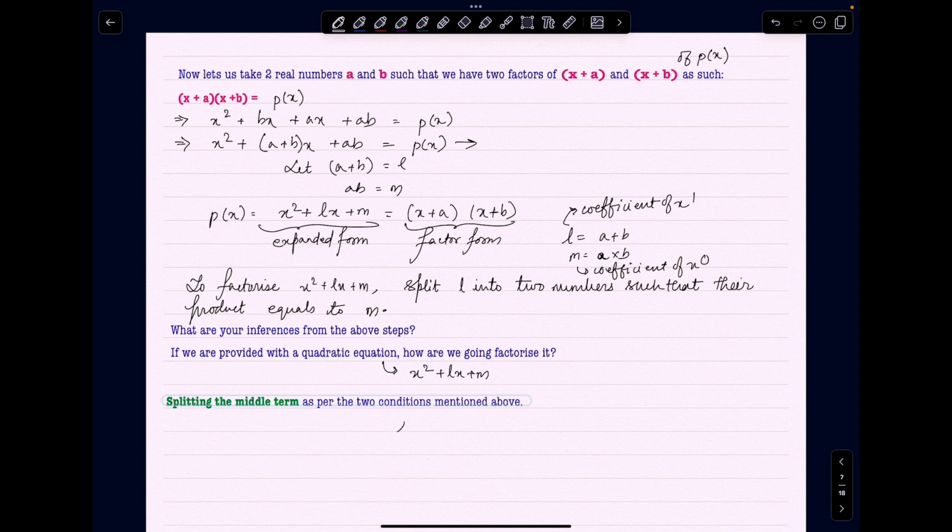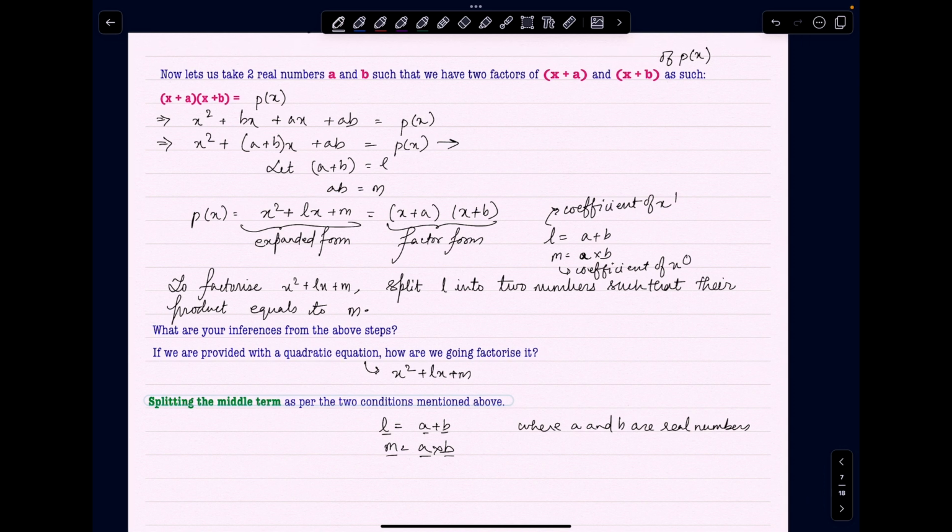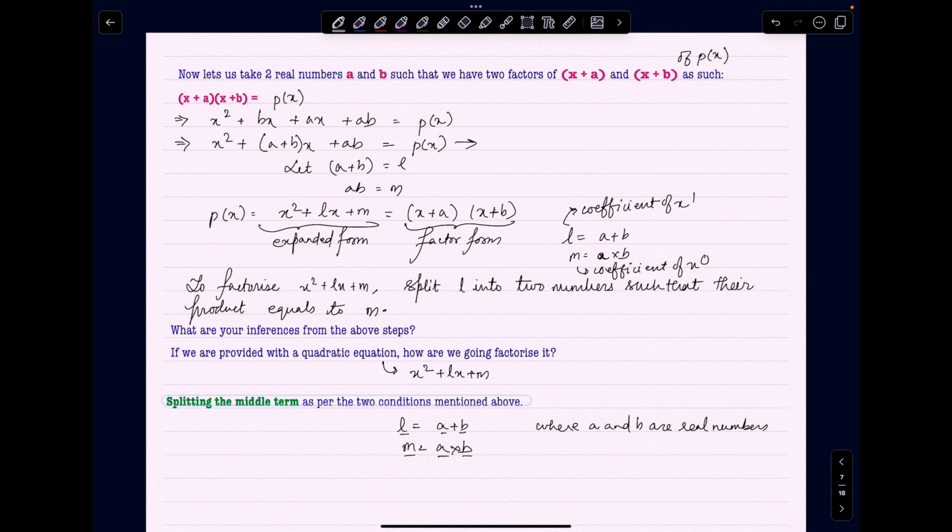What are those two conditions? L equals a plus b, m equals a into b, where a and b are real numbers. I have to split L into two numbers a and b whose multiplication will give me m. So this is how you factorize a polynomial of this form, x square plus lx plus m.